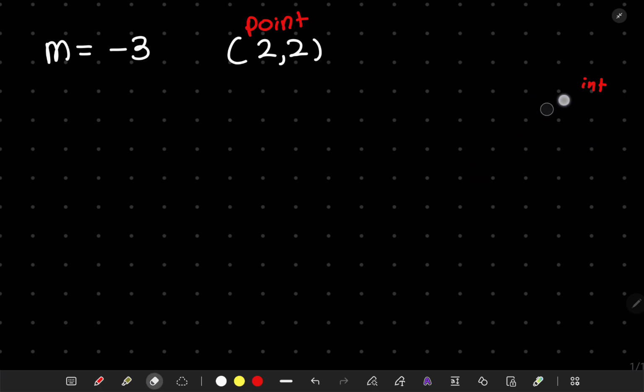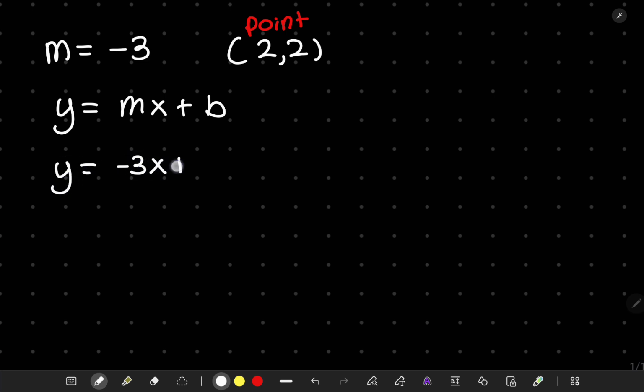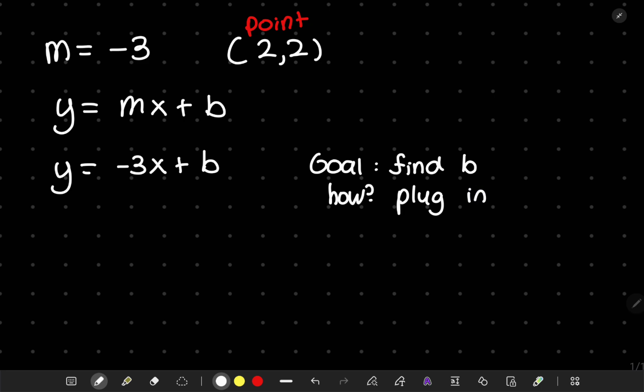So how am I supposed to find out my linear equation now? Well, I can still have the same setup. Y equals mx plus b. And I know at least one of them. So I'm going to replace m with -3, plus b. And what I can do is, well, I don't know b. So that's my goal. My goal is to find b. How am I going to find b? What I'm going to do is I'm going to do this thing called plug in a point.